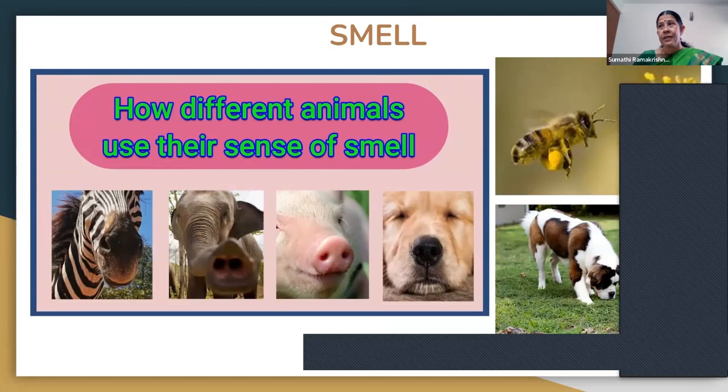They have a unique scent to mark their territory. And the other animal just moves away. They won't stay there. So they use their sense of smell to identify that, and they even have unique scents.